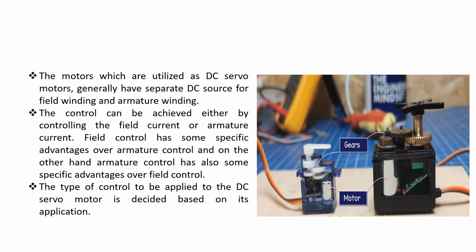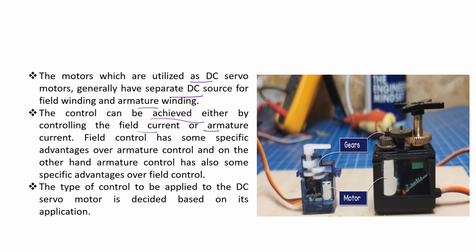The motors utilized as DC servo motors generally have a separate DC source, with field winding and armature winding. The control can be achieved either by controlling the field current or the armature current. Most commonly, it is just 200 rupees in the industry. Students who want to try different manipulators always use this motor, because you just buy it and you don't need to buy a separate unit for the motor, sensor, control circuit, or gear arrangement.